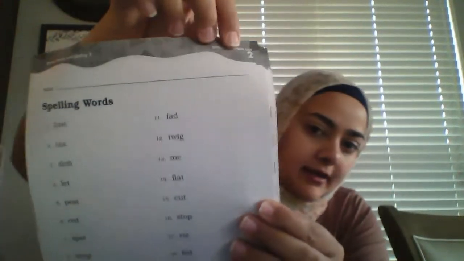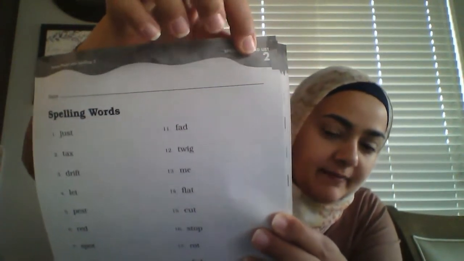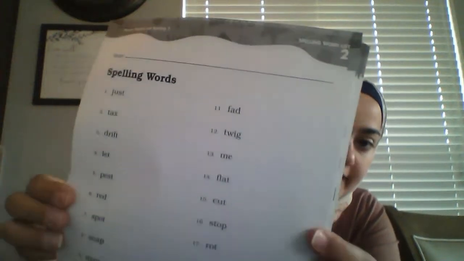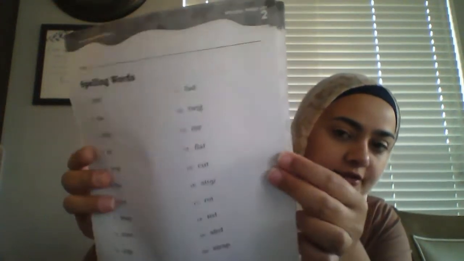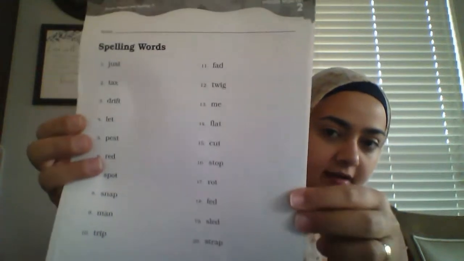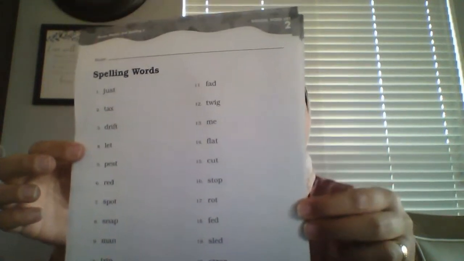So your spelling list looks like this. It says spelling word list 2. You got this during the drive-by pickup. If you can't find it or you don't know where it is, I attached it to the lesson on Google Classroom, under lesson 11. I've made a copy of this and put it there. If you still can't find it, let me know and I'll send it to your email, okay?